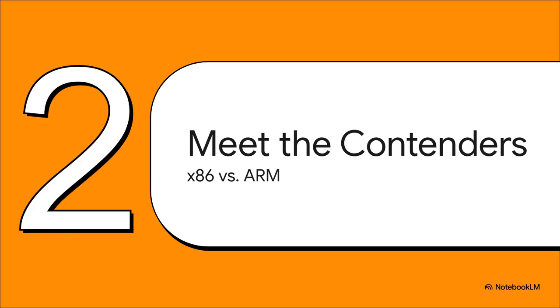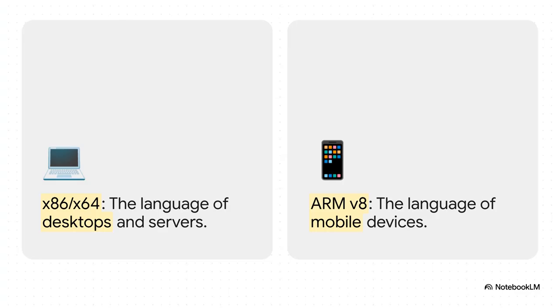In the huge world of computing, it really boils down to two dominant languages, two major players that have pretty much shaped our entire digital world for decades. So in one corner, you've got x86. This is the absolute heavyweight champ of desktops, laptops, and servers. If you're using a Windows PC or a Mac with an Intel chip, yep, you're using x86. And in the other corner, we have ARM, the undisputed king of everything mobile. Your smartphone, your tablet, it's almost a guarantee that they're speaking ARM.